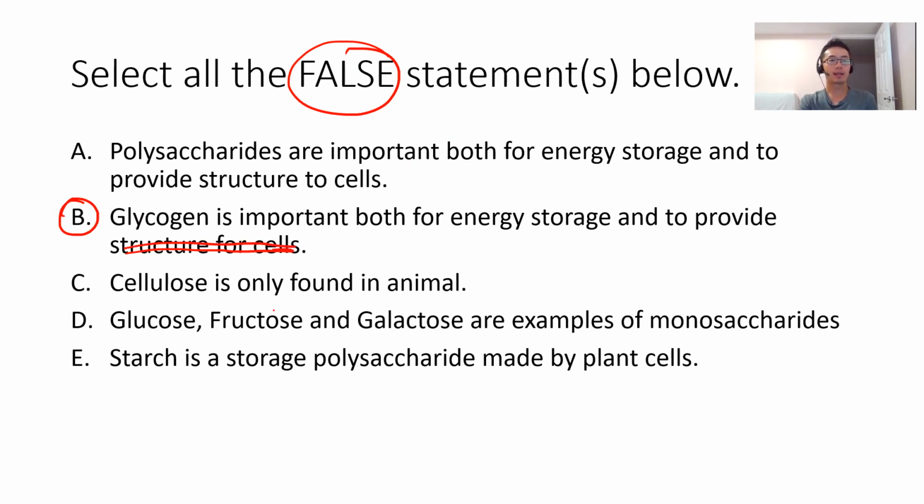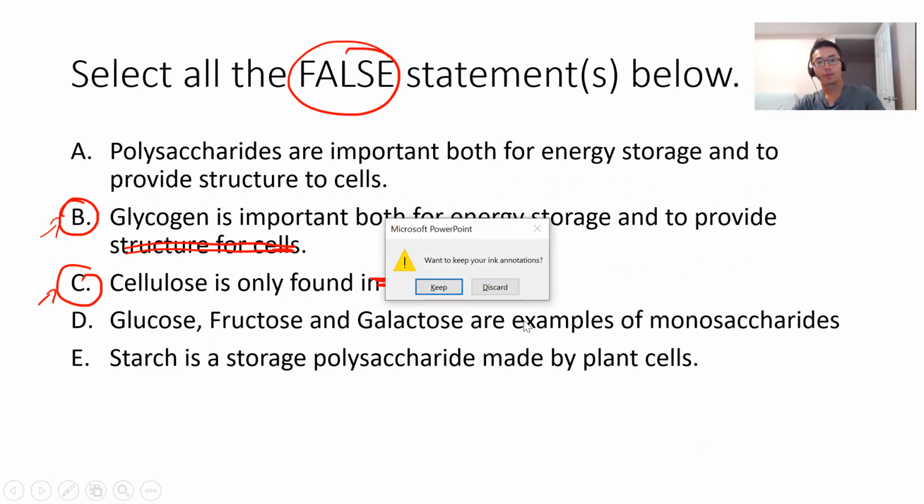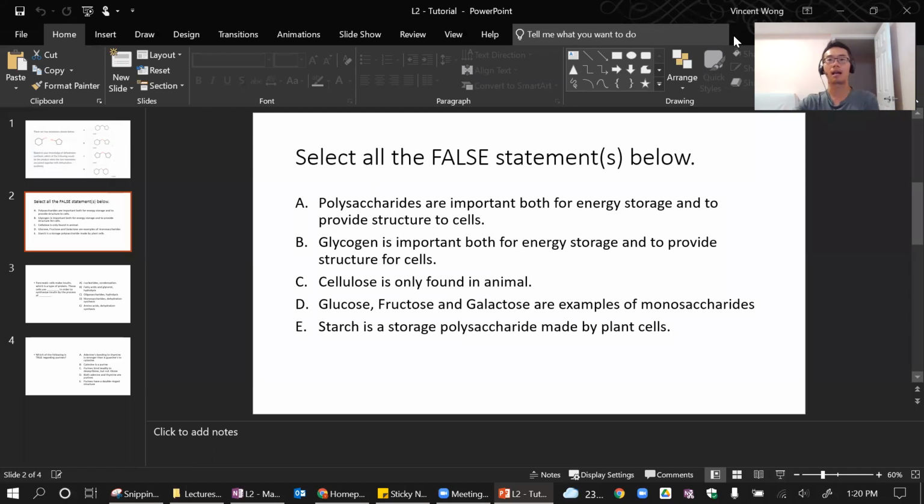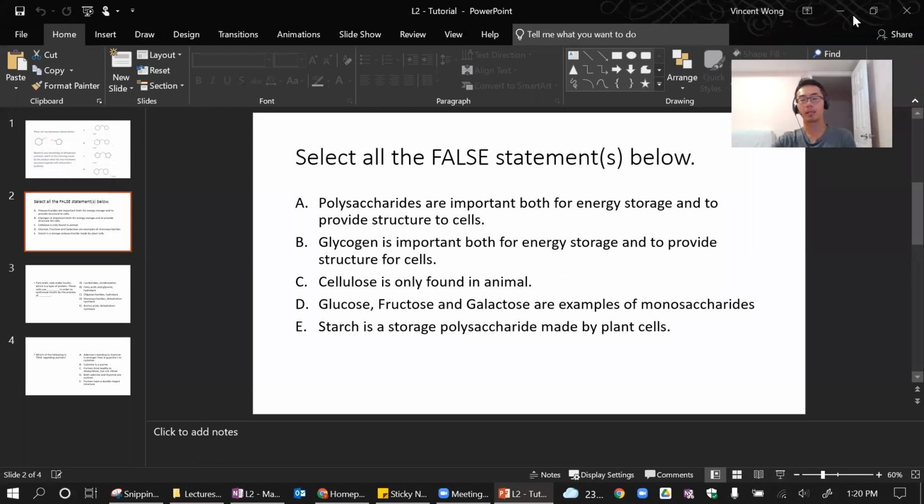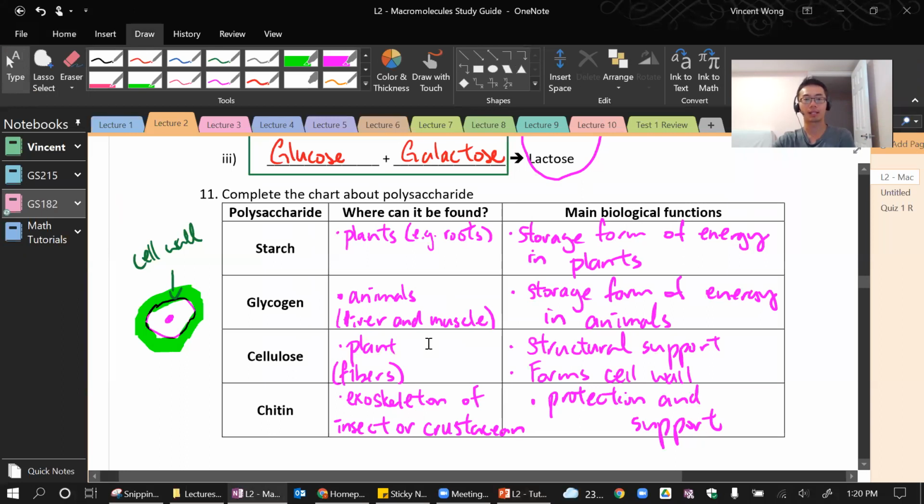Just energy storage. Cellulose is only found in plants, not animals. So that is also not correct. Glucose, fructose, and galactose are examples of monosaccharides. That is correct. So I'm not going to circle that. Starch is a storage polysaccharide made by plant cells. That is also correct. So the correct answer, as in look for the false statement, it's going to be B and C. And those are the most popular choices. So that is good. Okay, so that's what it means by multi-select question. You're gonna have, I forgot how many, whatever I said on the quiz, like 3 or something like that. Okay, and they're worth 2 marks each.